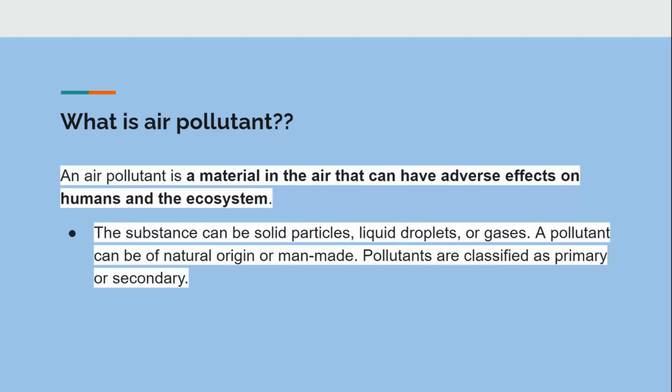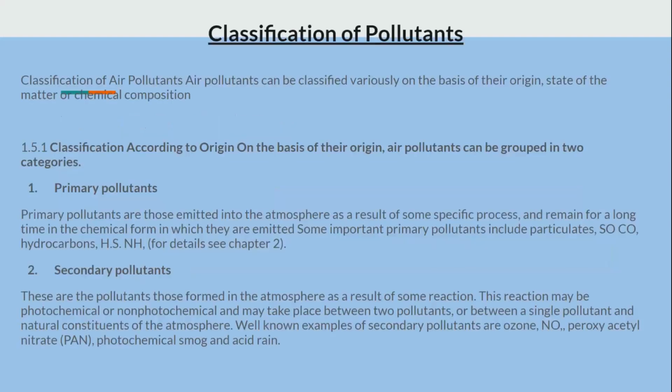Then pollutants are classified as primary or secondary. There are two types of pollutants, that is primary pollutants and secondary pollutants. Primary pollutants are those emitted into the atmosphere as a result of some specific process. Those substances or materials are directly emitted into the atmosphere and remain for a long time in the chemical form in which they are emitted. Some important primary pollutants include particulates.